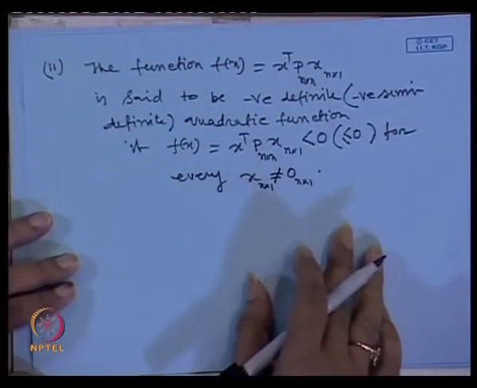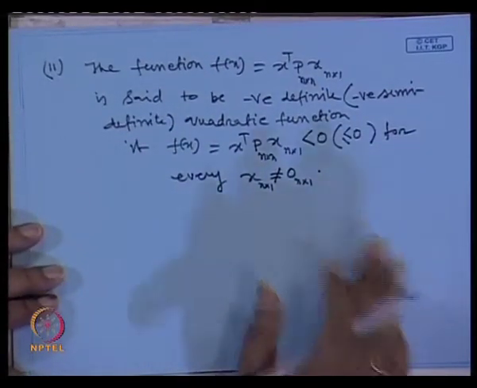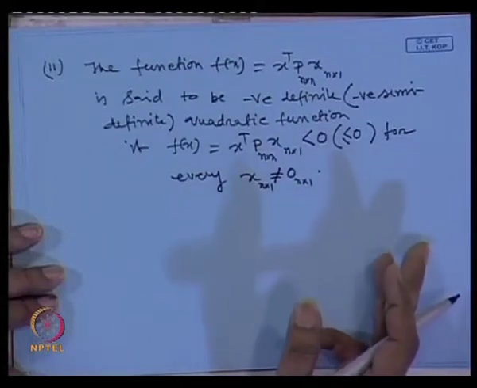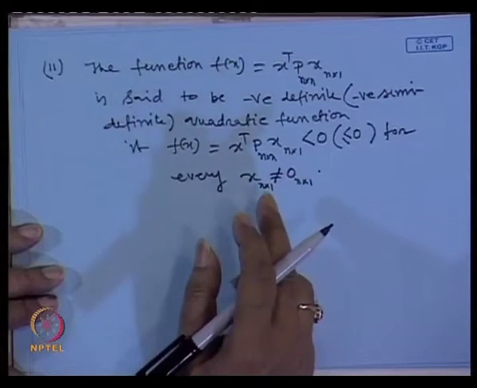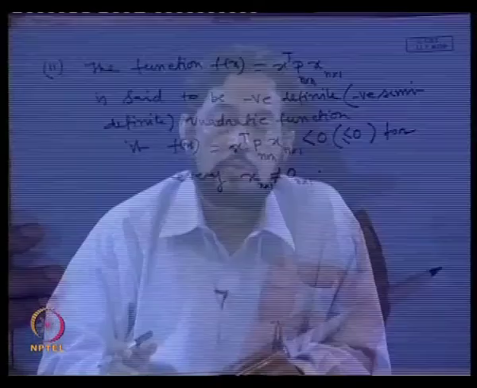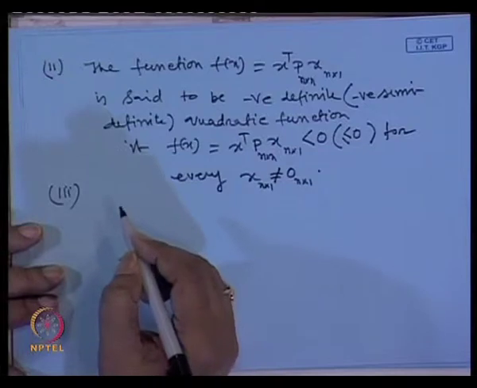Now, this function may be indefinite. A function is said to be indefinite when its value can be greater than 0, less than 0, or maybe 0. So, we cannot say that for all values of x which are not equal to 0, the function value is either positive, negative or 0; it can be anything. So, that is called an indefinite function.